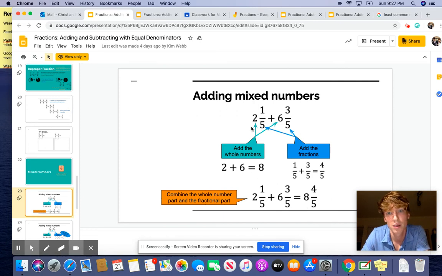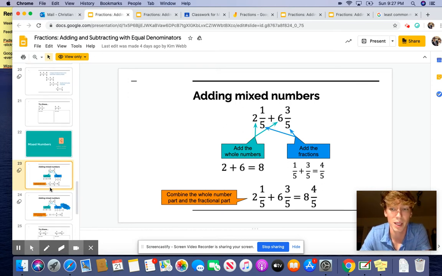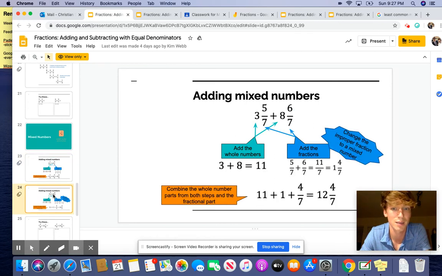So we took the 2 and the 6 right here, made it 8. We took these fractions right here, 1/5 and 3/5, made it 4/5. The 8 comes right here and the 4/5 comes right here. I know it might be a little confusing, but you'll get it.